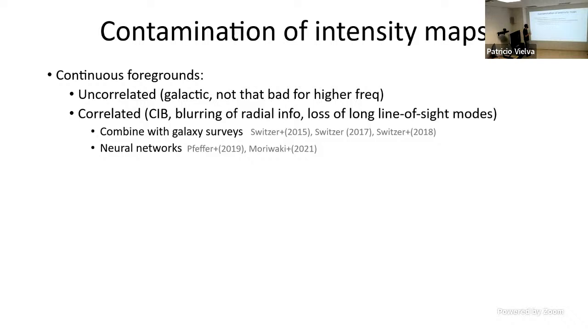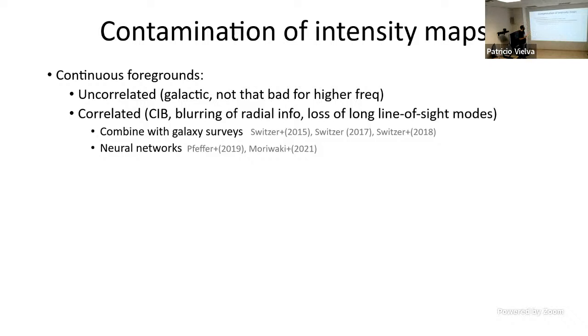And in order to clean the maps from these contributions, we lose the contributions of our maps from the long line of sight modes. And basically, in order to deal with these problems, there are also, and these are more problematic, but also very important, uncorrelated foregrounds that are basically the contribution from our galaxy. This is the worst for 21 centimeters, but not that bad for higher frequencies, because the 21 centimeter is very clean later for the astrophysical signal.